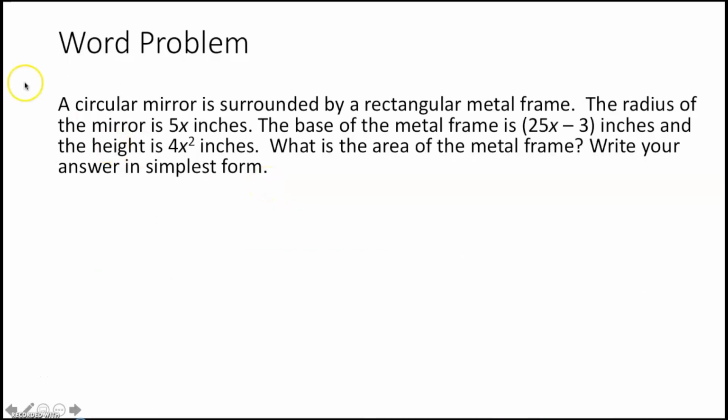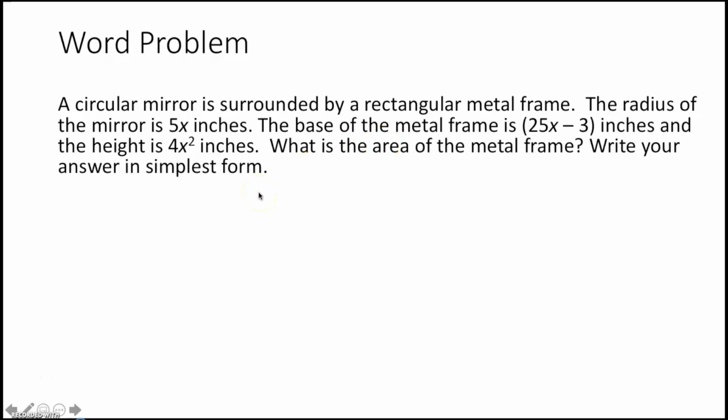Now, a word problem. It says a circular mirror is surrounded by a rectangular metal frame. The radius of the mirror is 5x inches. The base of the metal frame is 25x minus 3 inches. And the height is 4x squared inches. What is the area of the metal frame? Write your answer in simplest form.